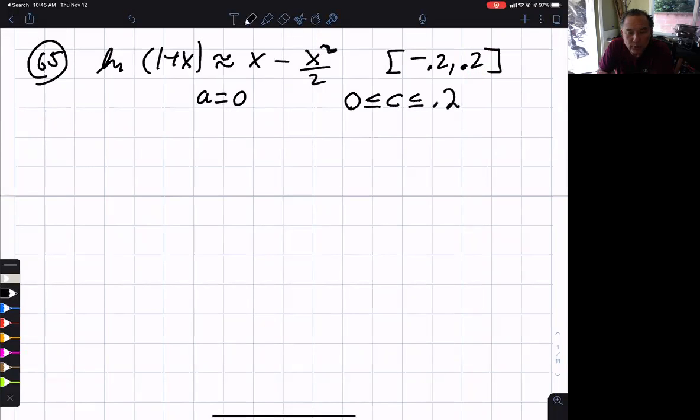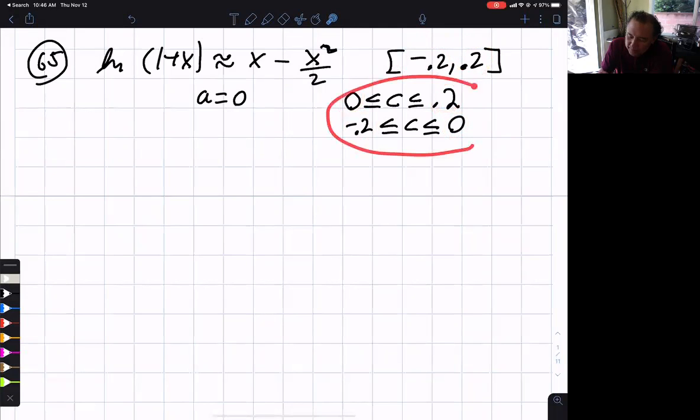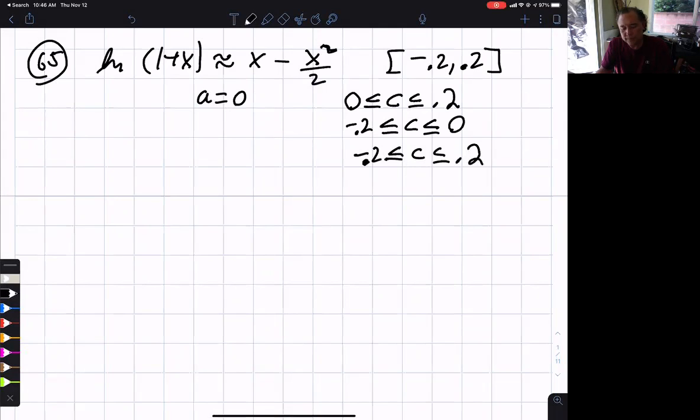Well, if our center is 0, and if we happen to use the point 0.2, c would have to be between 0 and 0.2. But we don't know what value we're using in this range. So the other extreme would be from negative 0.2 to 0. So center to the x value on the left extreme, center to the x value on the right extreme. And since it could be any of these, if you combine those, the conclusion is c must be between negative 0.2 and 0.2. So that's our c range.